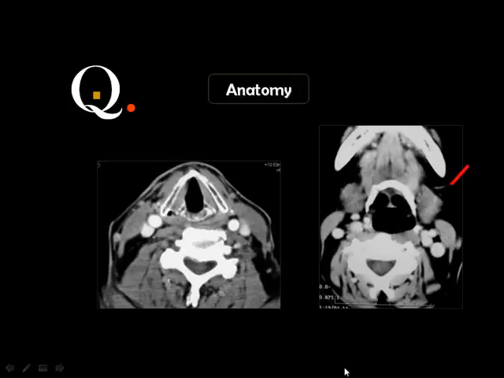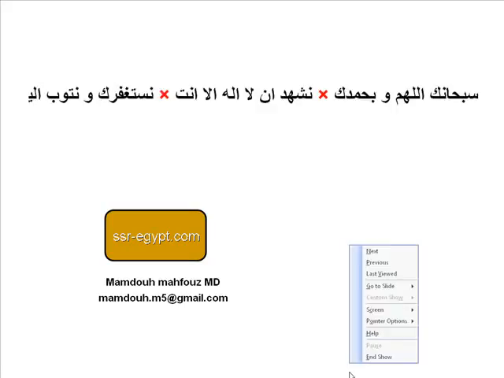Then some of the anatomic details. What do you think about this? Submandibular, and this hyoid bone, and this vallecula, very good, and this strap muscles, yes, and thyroid cartilage, arytenoid cartilage, sternocleidomastoid muscle. Thank you very much.